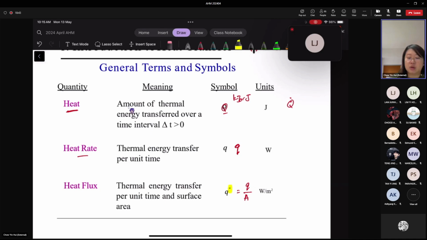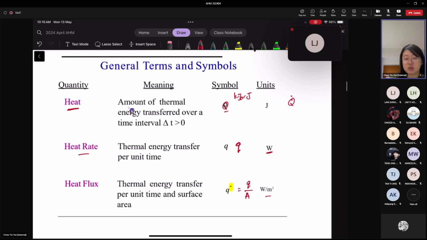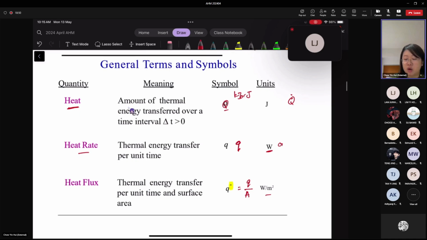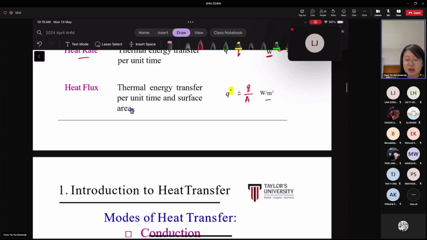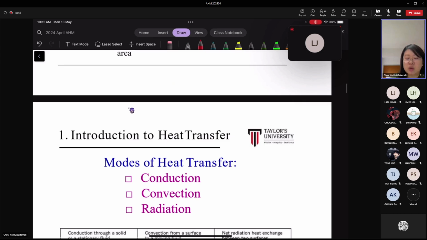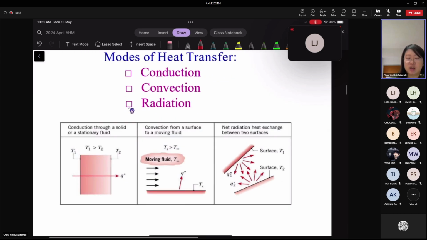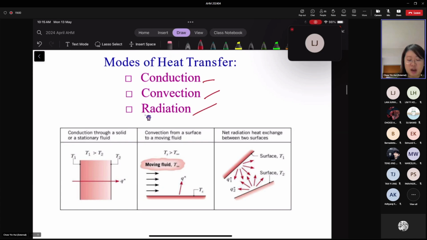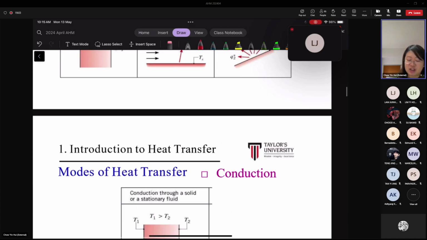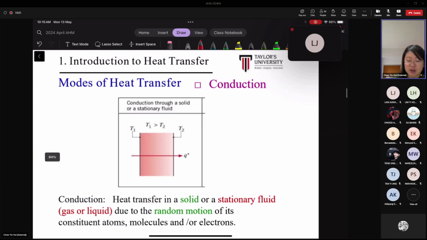All right, so it has a unit of watt per meter squared. For this one is watt. For rate of heat transfer is watt, or sometimes written as joule per second. Okay. Now, as we know, there are three modes of heat transfer, right? Conduction, convection, and radiation. So let's quickly look at their definition.